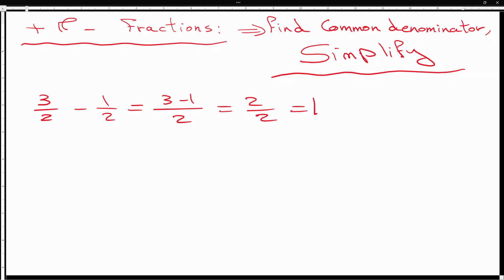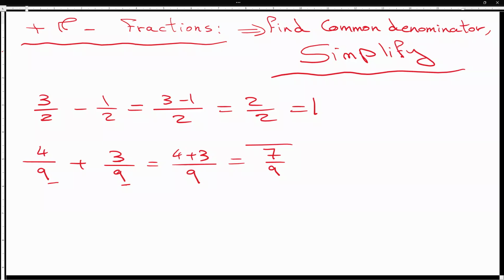Another example, if I said 4 out of 9 plus 3 out of 9 equal. So out of 9, 4 plus 3. Why have I done it this way? Because they have the same denominator, so I don't need to do anything here. So 7 out of 9, and I cannot simplify more, so this is my final answer. This is a straightforward one.